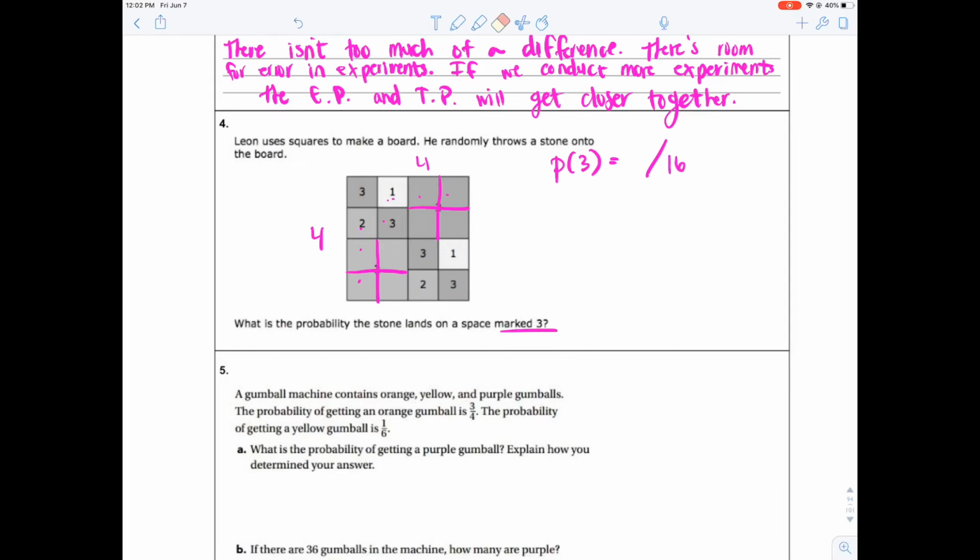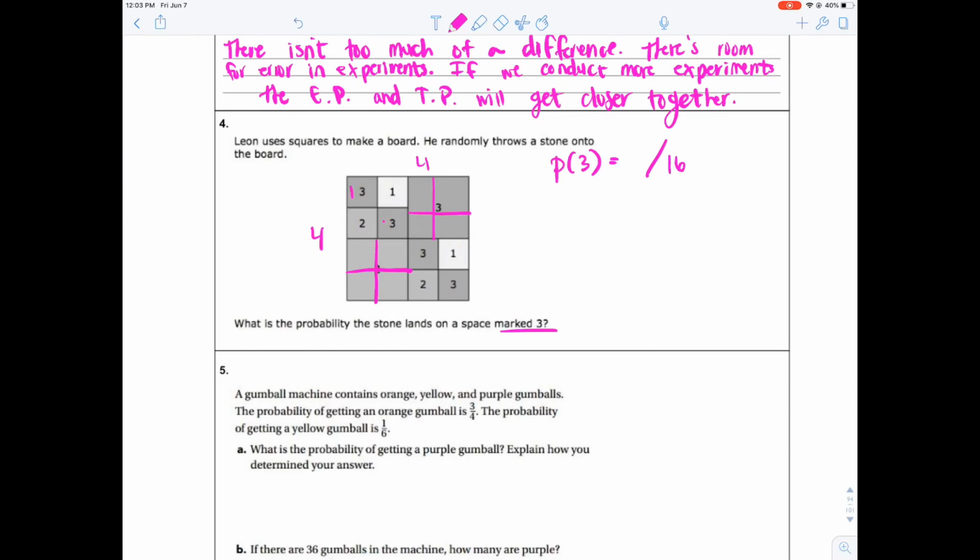Now, let me erase some of these dots here. I want to figure out the probability. Oops, I can't see this. So just imagine this is perfect. I can't see the 3 here, and that's a 2, so we don't need that. Awesome. So we need to figure out the probability of landing on a space marked 3.